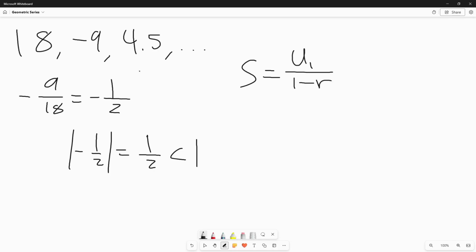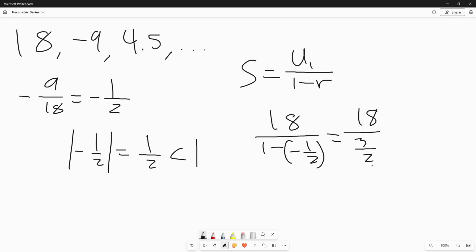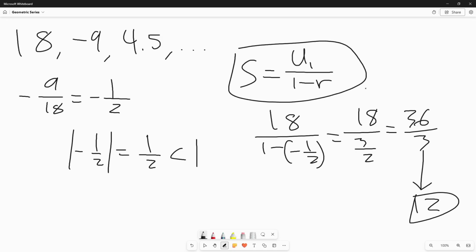So u1 is the first term, so it's 18 by looking at the data set. So 18 over 1 minus r. And we already calculated here what r is, which is negative 1/2. So negative 1/2. And we get 18 over 3 over 2. And we get 36 over 3. And this is just equal to 12. So 12 is the sum of every single term in this infinite geometric series or sequence. And we calculated that by using this formula.